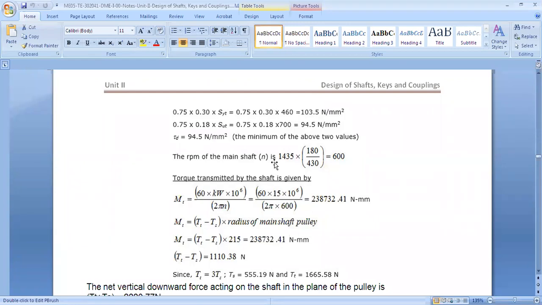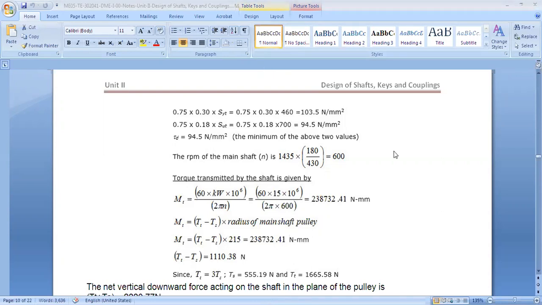Generally, we do 0.5 times SYT upon factor of safety. We are now using the ASME procedure. Okay, clear? Does anybody have any doubt? If nobody says anything, I will assume that nobody has any doubt and I will proceed.